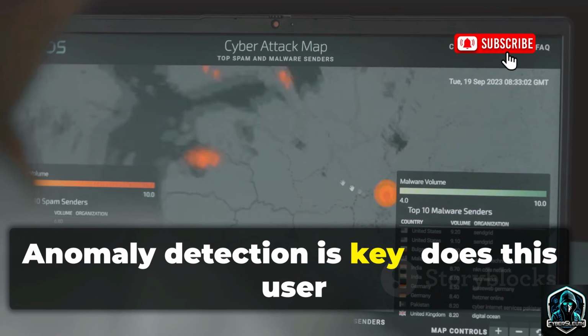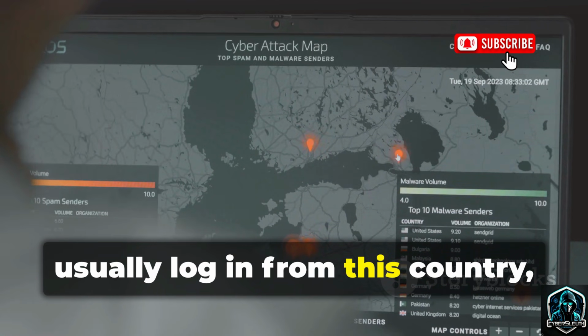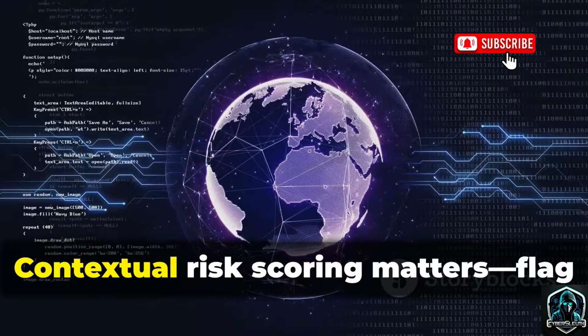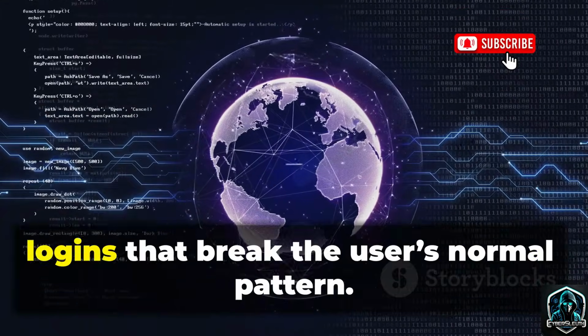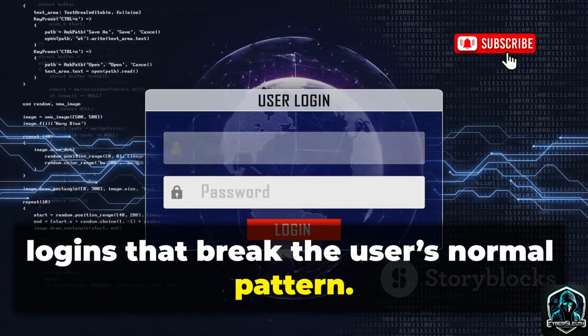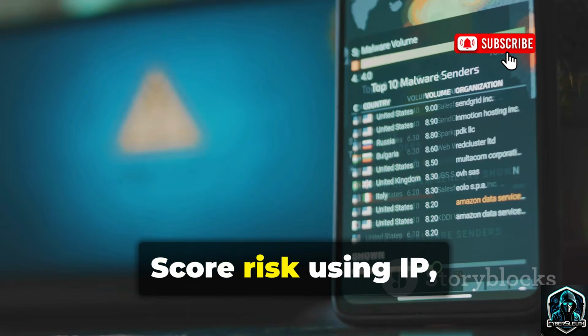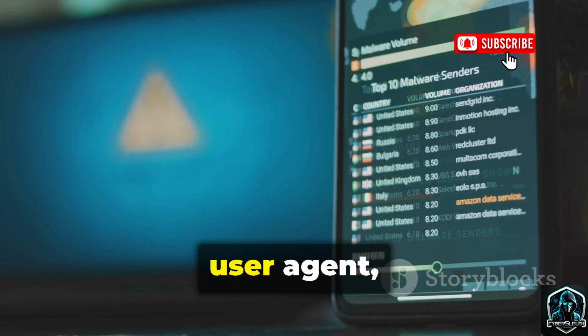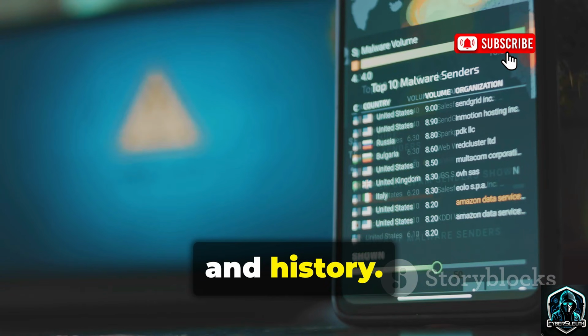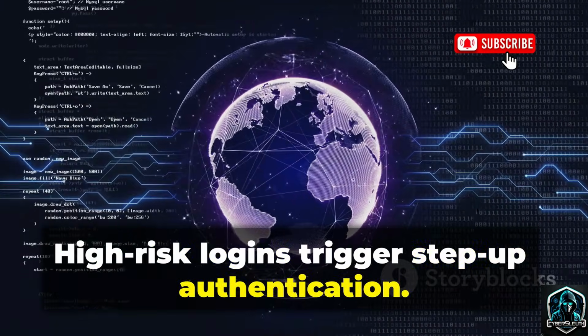Anomaly detection is key. Does this user usually log in from this country, device, or time? Contextual risk scoring matters. Flag logins that break the user's normal pattern. Don't rely on static rules. Adapt to attacker behavior. Score risk using IP, device, user agent, location, and history. High-risk logins trigger step-up authentication.